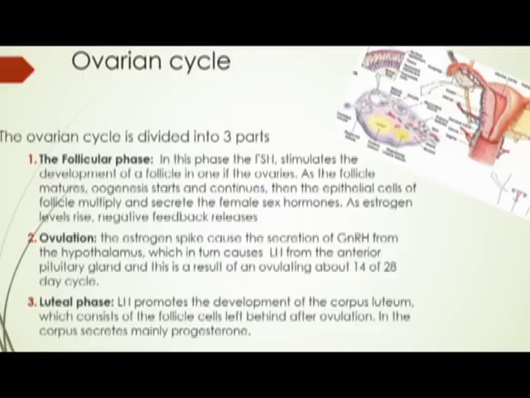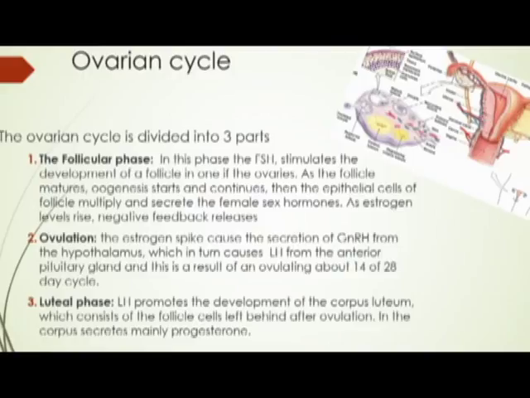The ovarian cycle. Well, the ovarian cycle is divided into three parts. The first one is the follicular phase. In this phase, the FSH stimulates the development of a follicle in one of the ovaries.